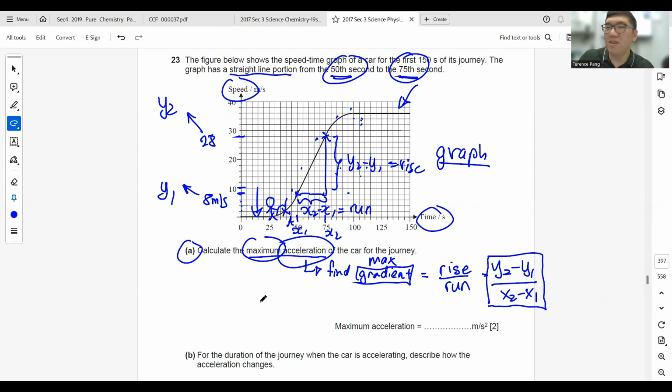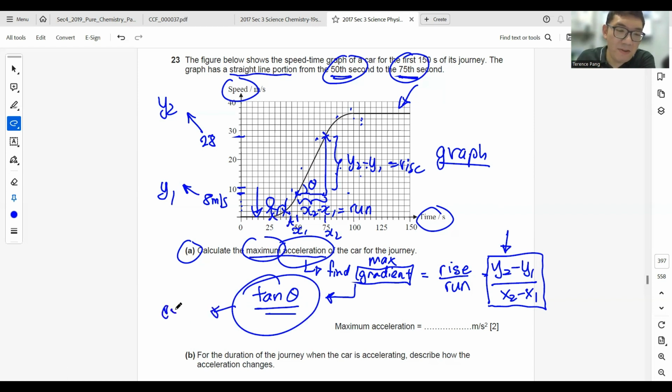Later on, if you are taking additional mathematics or other advanced mathematics, you will be relating that the gradient is equal to the tangent of the angle, and the angle is actually over here. So there's a little bit of trigonometry. The tangent of the angle is equal to the gradient. That will be something you'll be learning later. With the tangent theta over here, it's extra information.